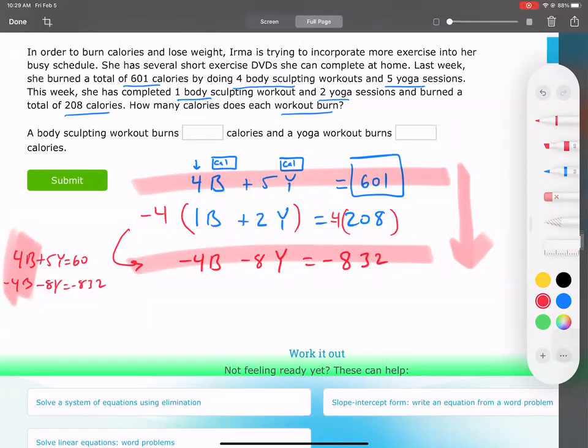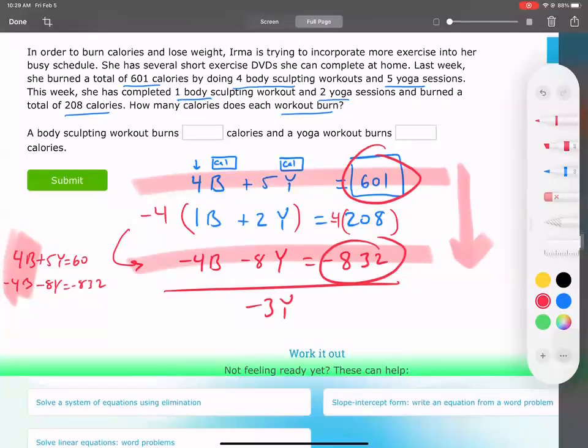So let's go ahead and use the 4 and the negative 4. Those cancel out. Those eliminate. 5 minus 8 is negative 3y. And 601 minus 832 gives us negative 231.